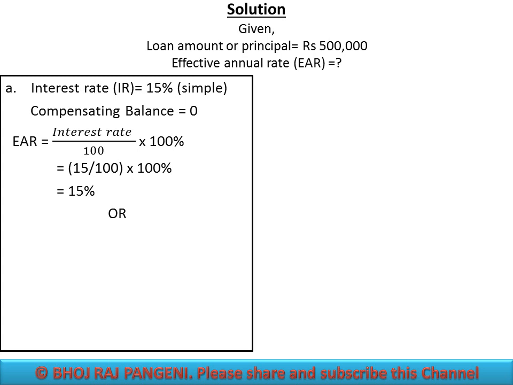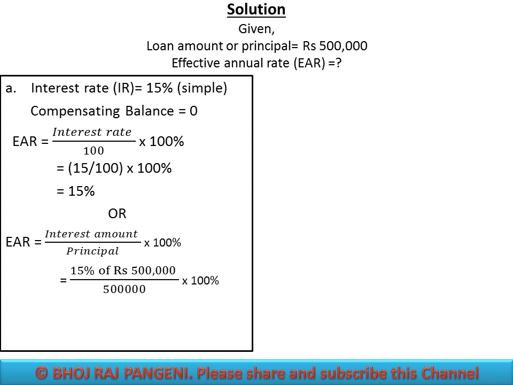And the next one is our formula, that is the interest amount divided by principal. Interest amount means 15% of 5 lakh. Okay, 15% of 500,000 divided by principal, that means 500,000, into 100%. The answer is the same.